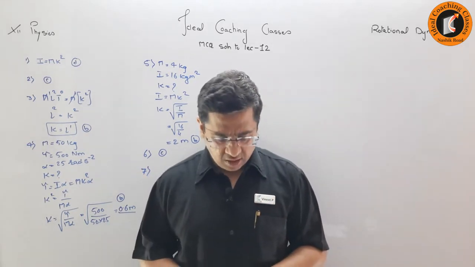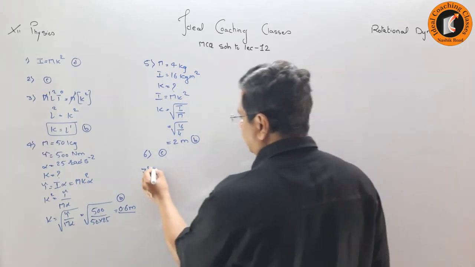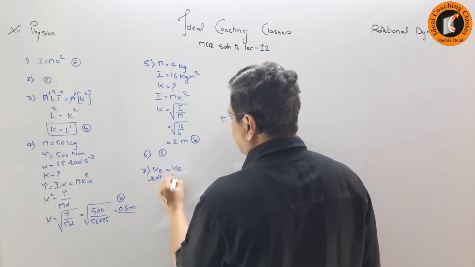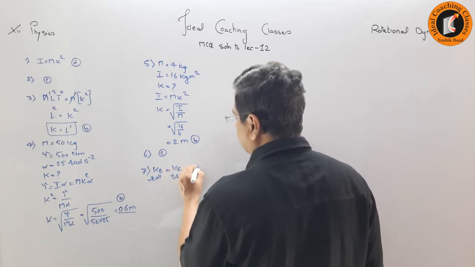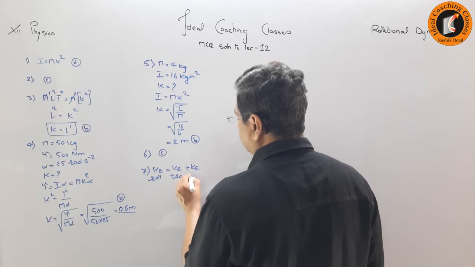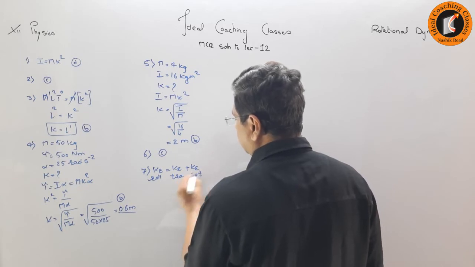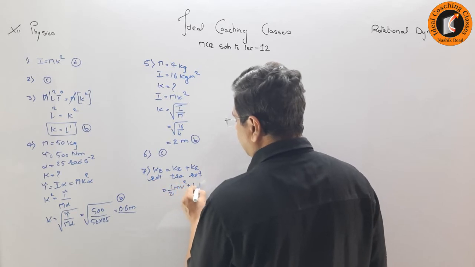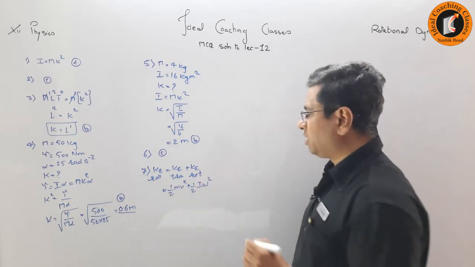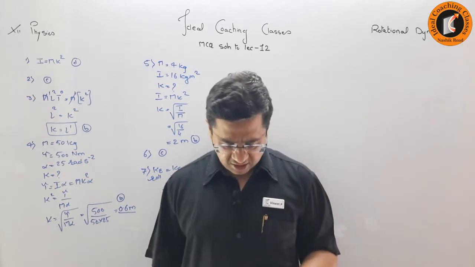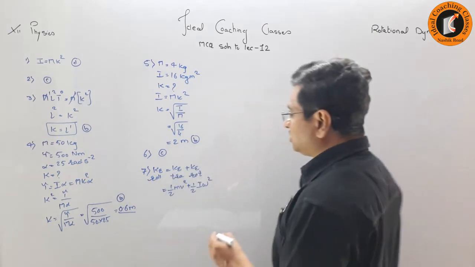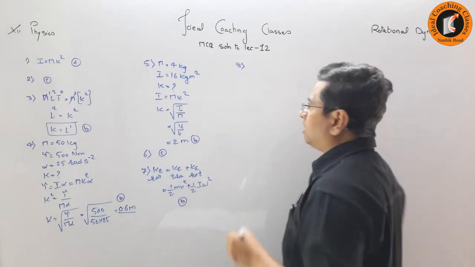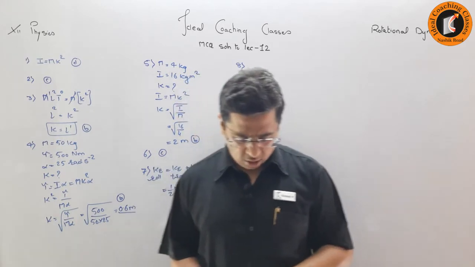Seventh question: what is the rolling kinetic energy? Kinetic energy of rolling is equal to kinetic energy translational plus kinetic energy rotational, that is half of mv square plus half of I omega square. The correct answer is B, second option.